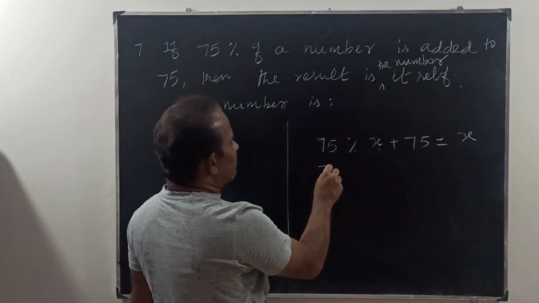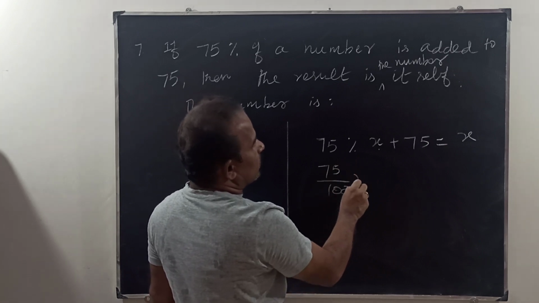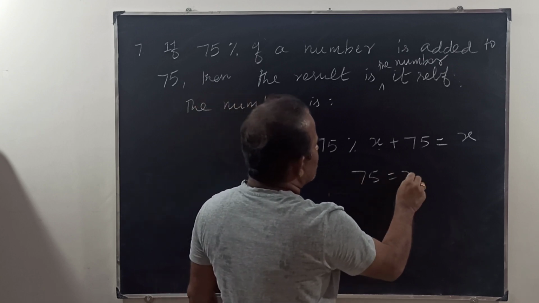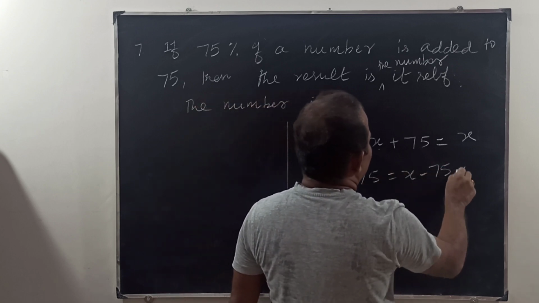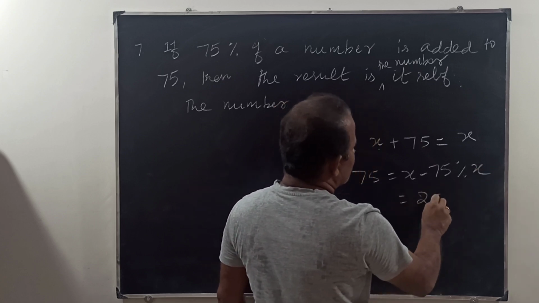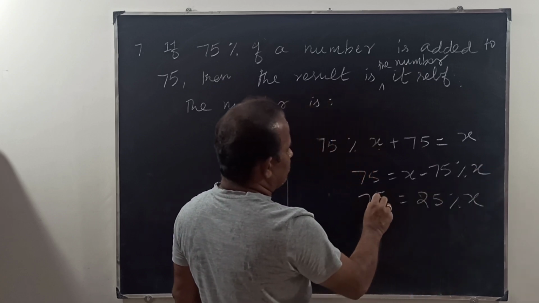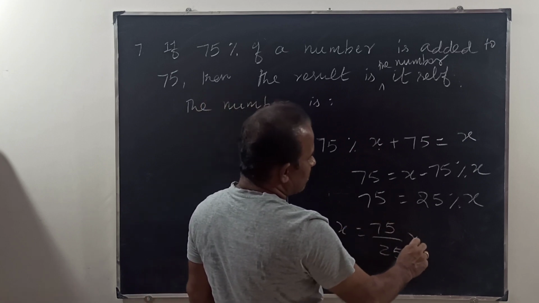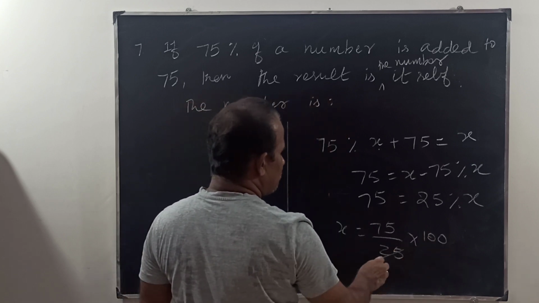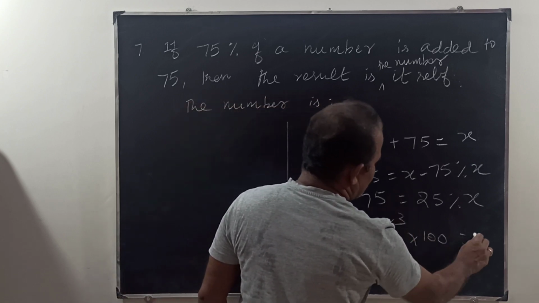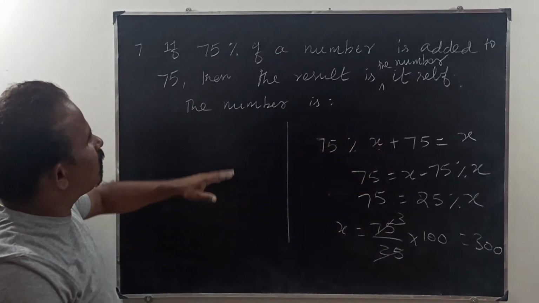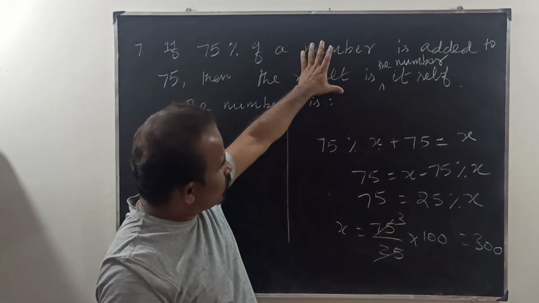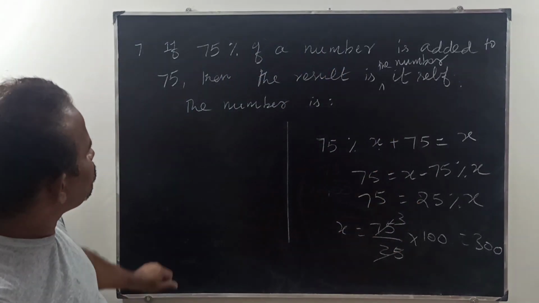So what will you get? 75 by 100 into x, or 75 is equal to x minus 75% of x. So you will be getting 25% of x is 75. So therefore x is equal to 75 divided by 25 into 100. So this is equal to 300. This is what we have taken in the question itself.